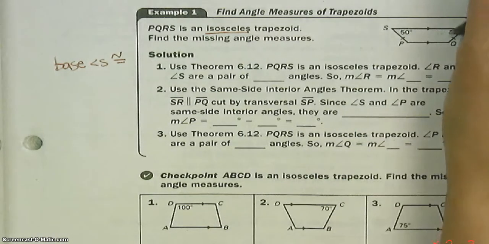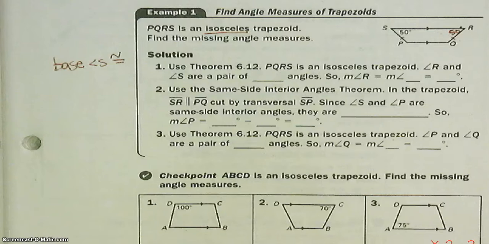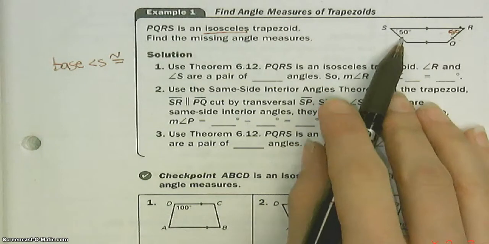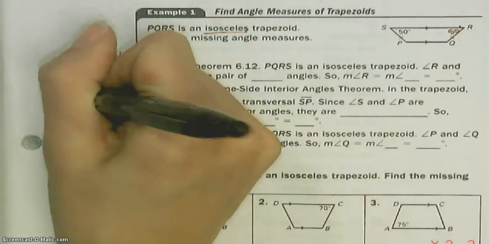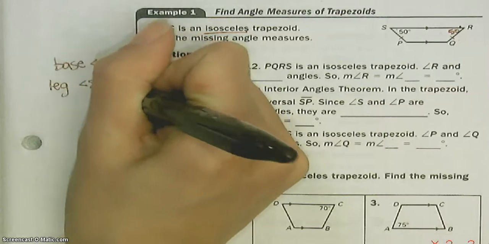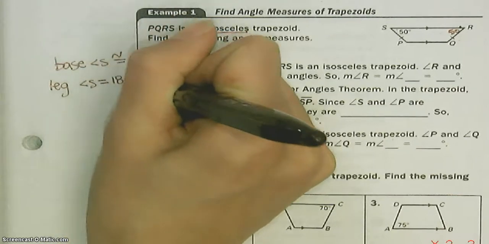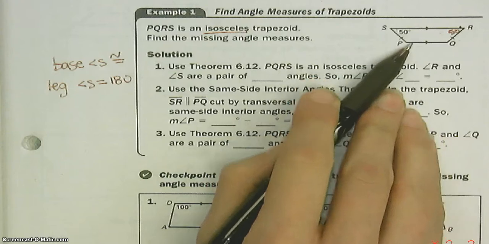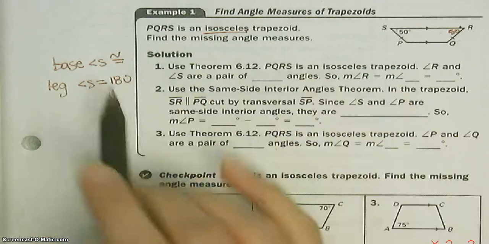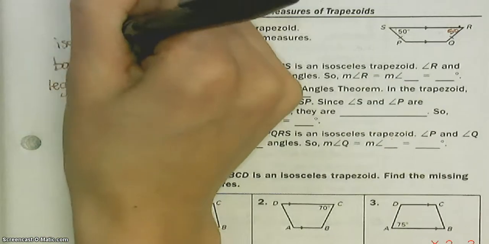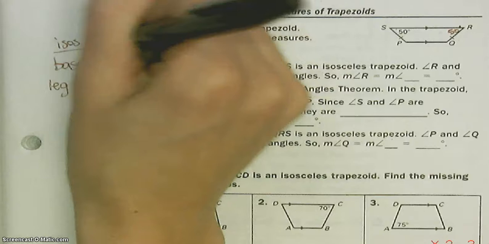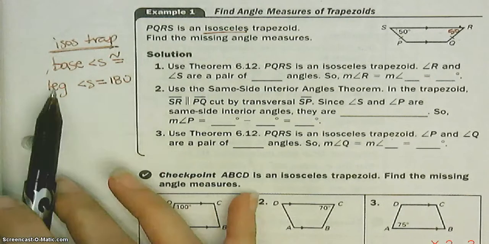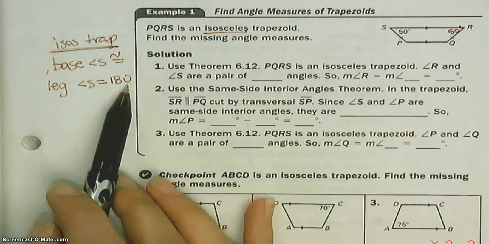So R is 50. Now, I like to call the other angles leg angles, because they're on the leg that's congruent. And the leg angles have to equal 180, because that's how we get these parallel lines, right? These are same side interior. They have to make 180. So this is an isosceles trapezoid. You need to know this. In an isosceles trapezoid, base angles are equal, leg angles equal 180.